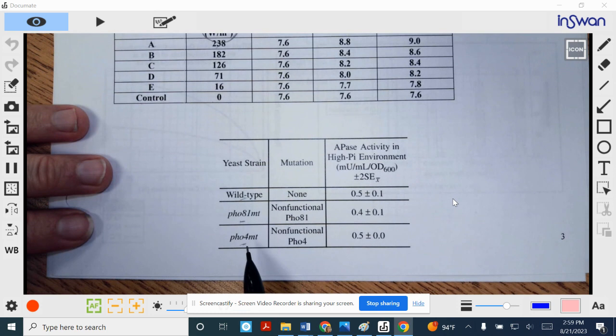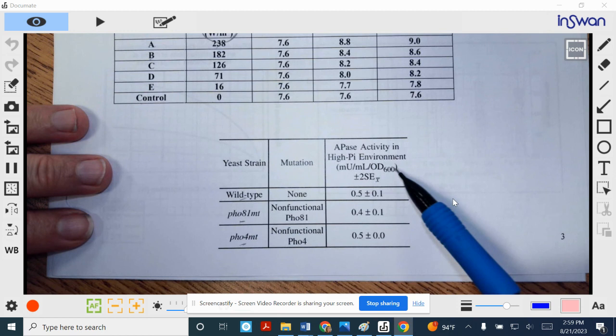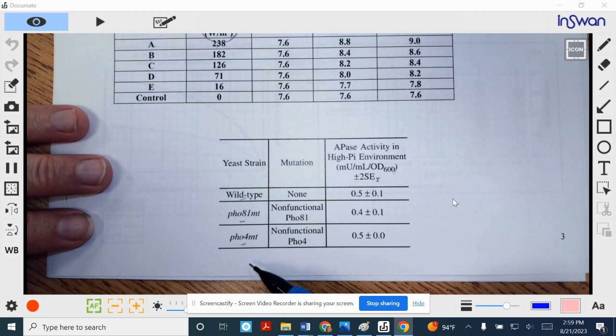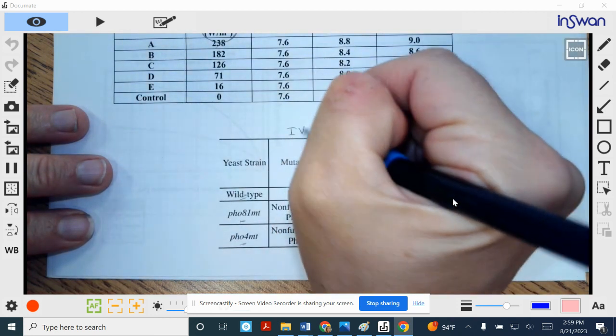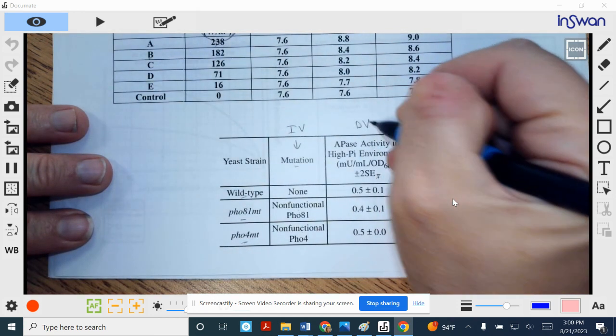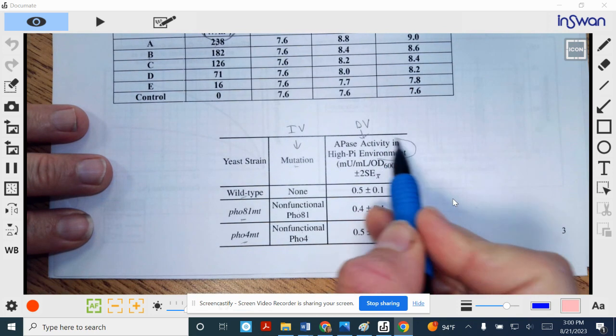So what this experiment's all about is we want to see if these mutations are affecting this process that's happening in that organism, okay? So I wouldn't say the yeast strain. The yeast name is not really what's important here. What we are changing is the different types of mutations, to see what effect it's having. So I would say the IV would be the mutation in this case, the type of mutation or presence of mutation. And then my DV would be this whole thing right here.